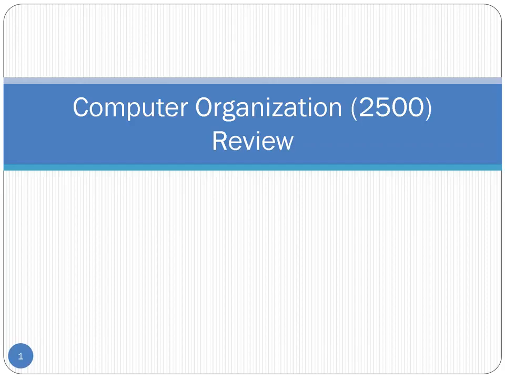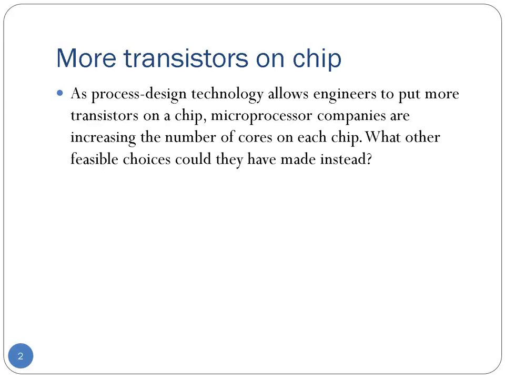Let's get started here. The first question is: as process design technology allows engineers to put more transistors on a chip, microprocessor companies are increasing the number of cores on each chip. What other feasible choices could they have made instead?